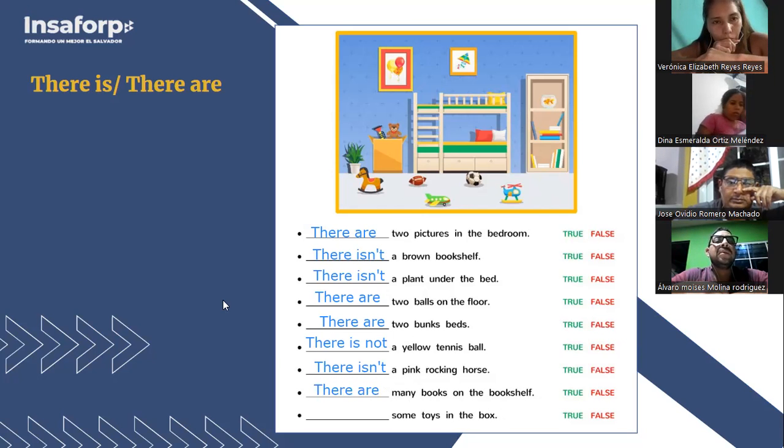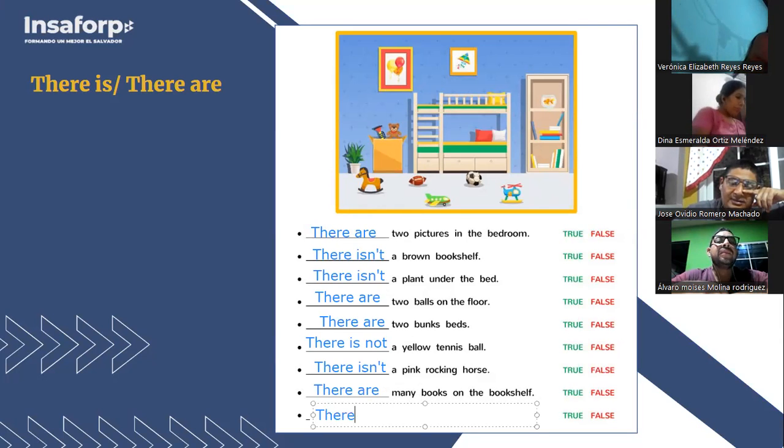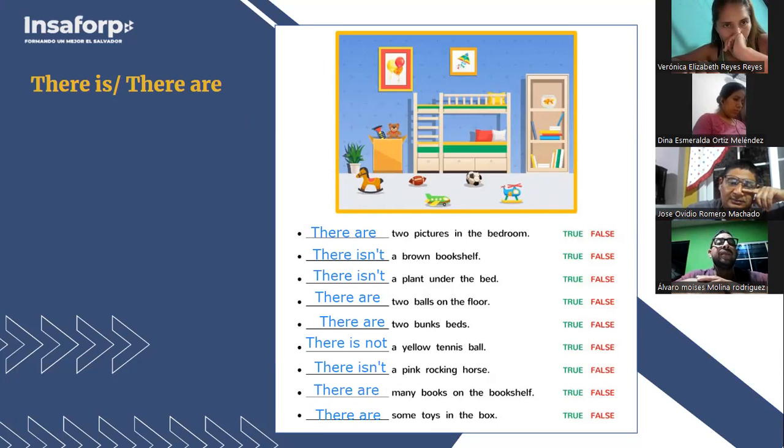And the last one, Jose Ovidio. Some toys in the box. There are. There are, correct. Excellent. Okay, so it's clear, this part? Yes, okay.